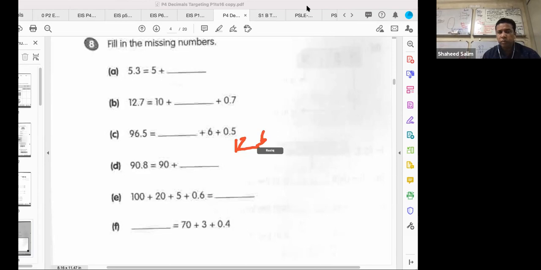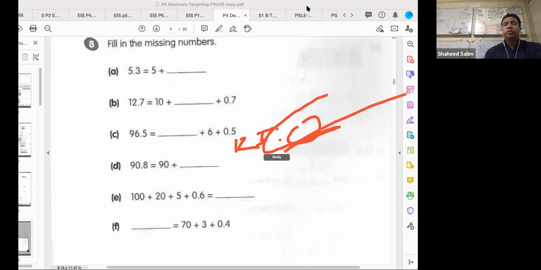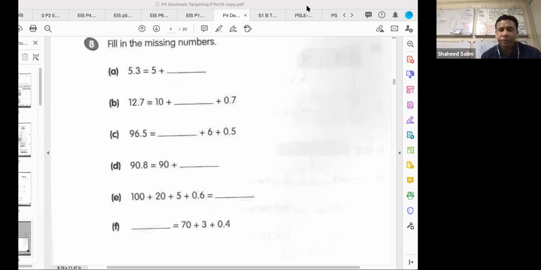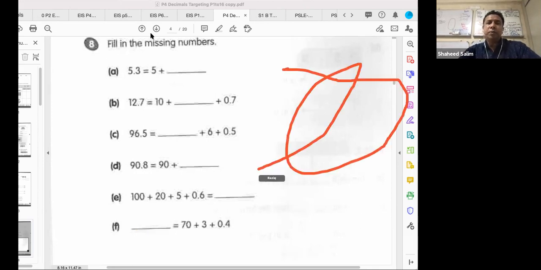Okay, good. 0.6, eh? 125.6, correct. And your last one, F. Well done. Very good, Faris. Razik, not Faris. Razik. Very good. Okay, you are champion now. You're champion.